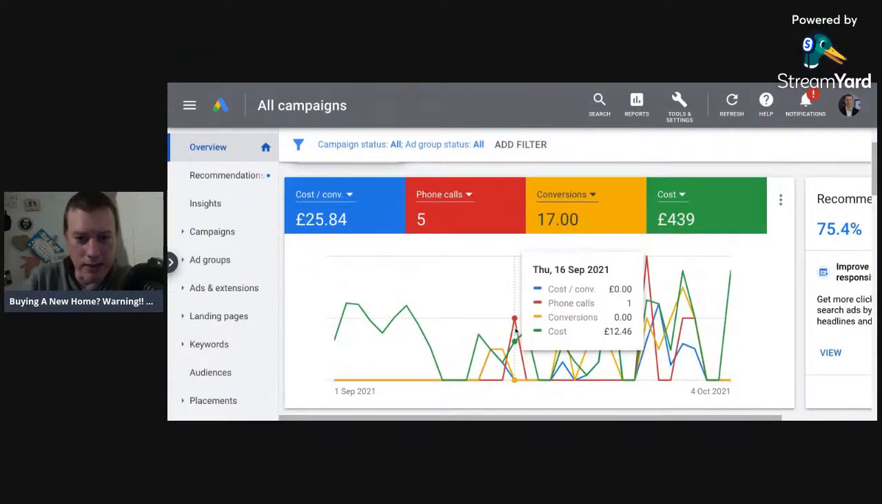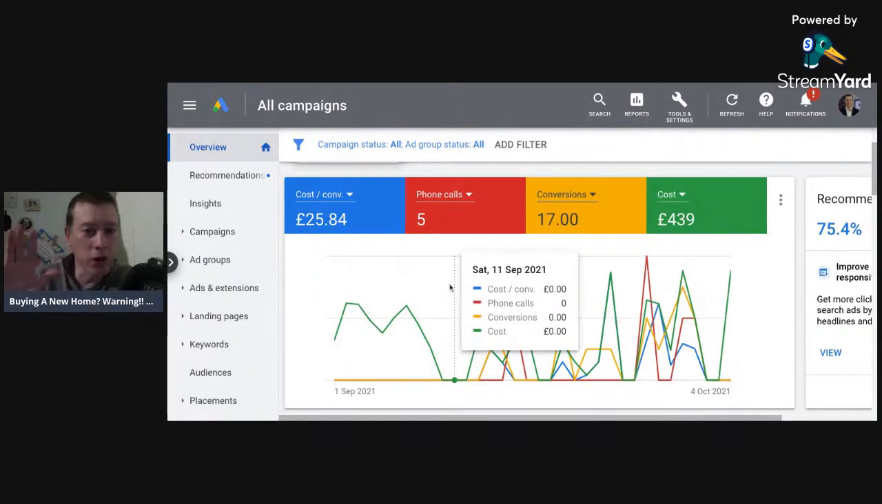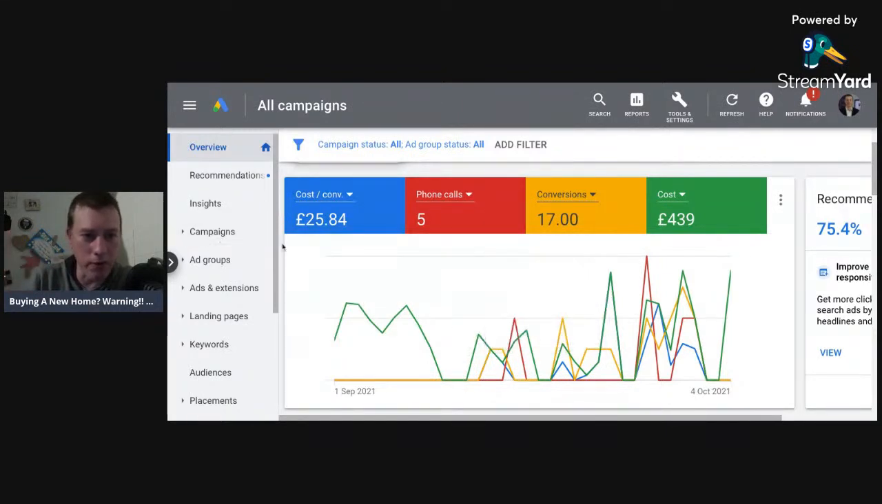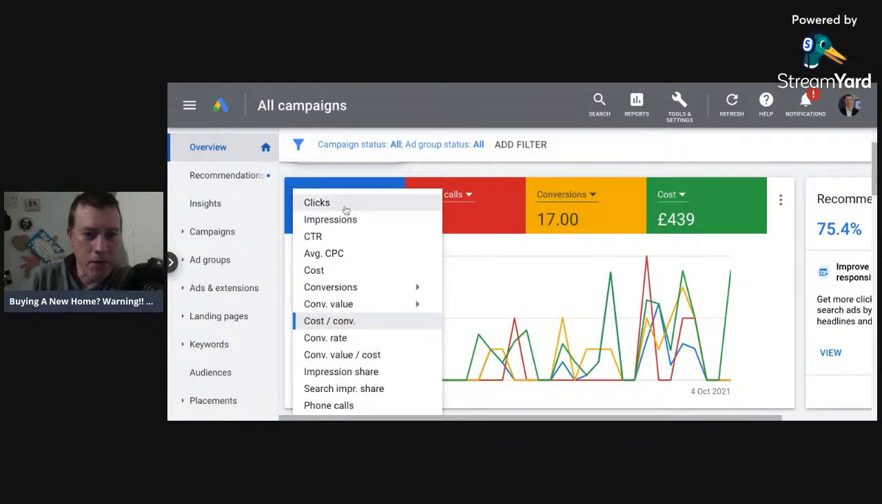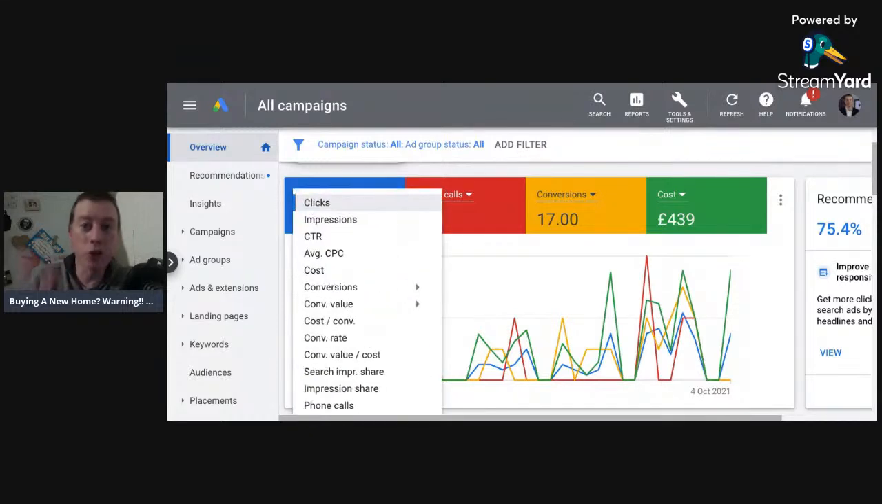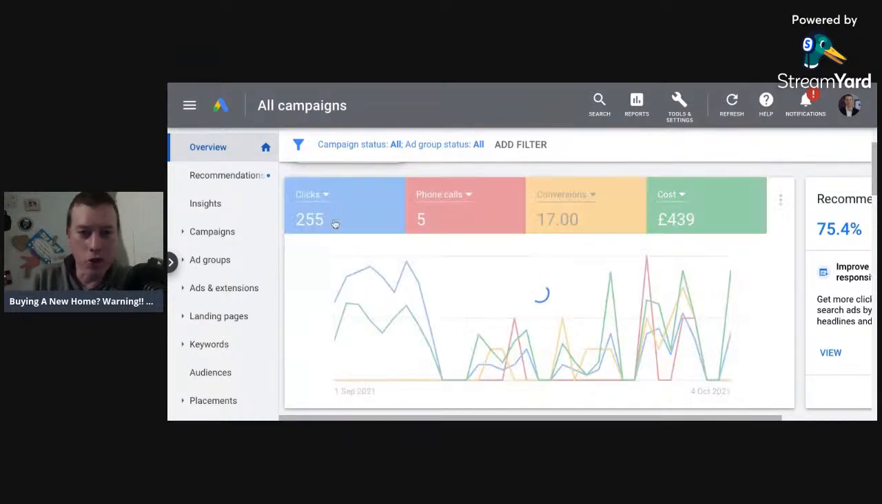So these are the dates here. The dashboard within Google Ads is a very simple platform. It's not rocket science at all. We can get metrics. We can change this to how many clicks we received, so we can do a drop down. We can look at how many impressions we had. So we had 255 people click on the ad from researching, i.e. Googling, how much is my house worth.